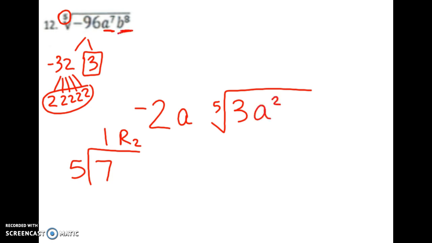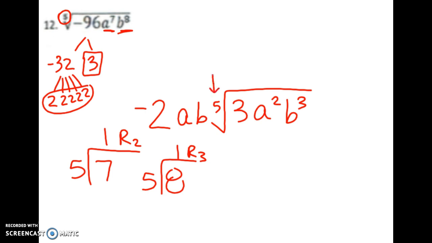Let's look at our b's. We're going to take 8 and we're going to divide it by 5. 5 goes in 8 1 time, remainder of 3. So 1 b is going to come out, and then 3 will stay in. And since the index is odd here, we don't need to worry about absolute values. So this is your final answer.